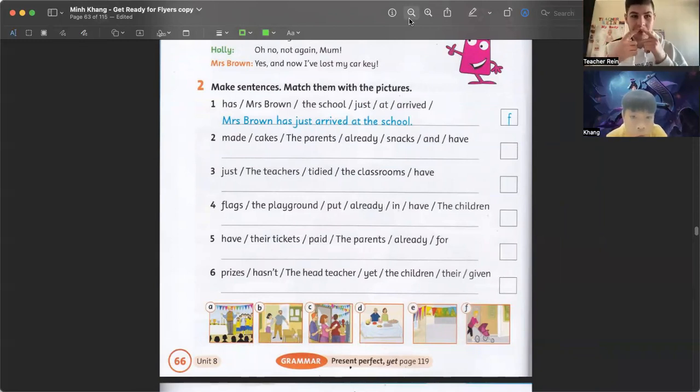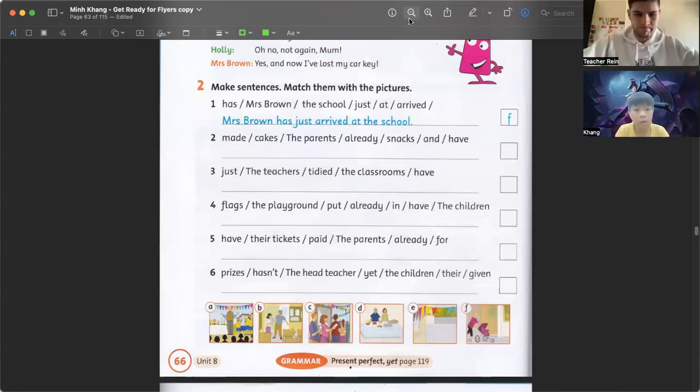Do you hear that? Okay. Great. If we look at number one, we need to make sentences, okay? They are mixed and matched. We need to basically unscramble them, and we need to match them with each picture, there's 6 of them. So as you can see, the word has, Mrs. Brown, the school, just, at, arrived. We need to then correct them and match them with a picture. It says, Mrs. Brown has just arrived at the school. And that would be F.